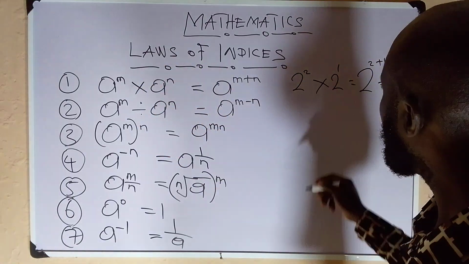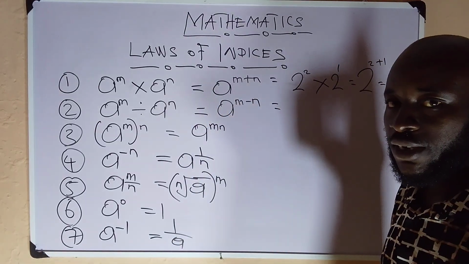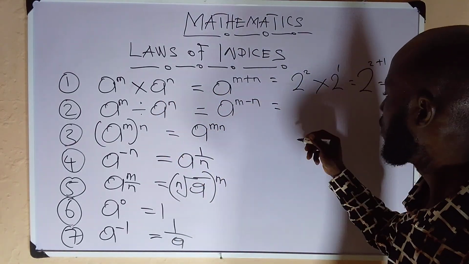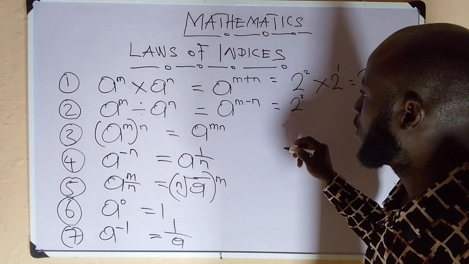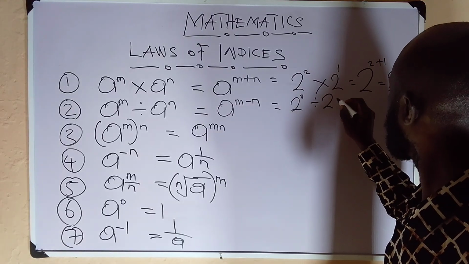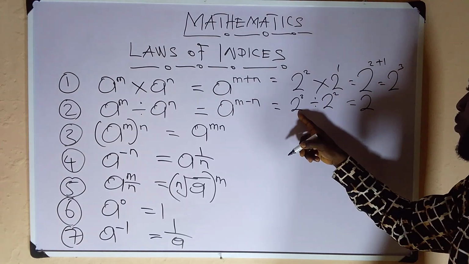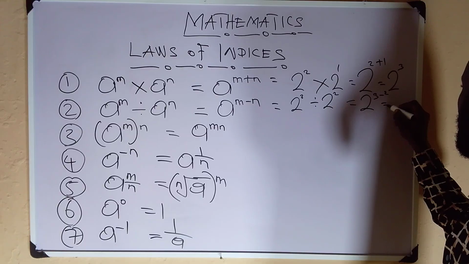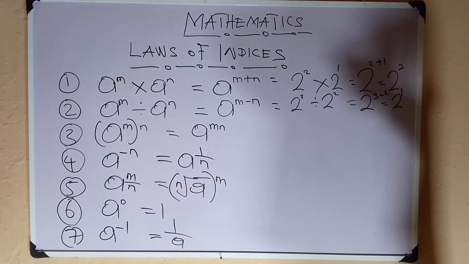For the second law, a raised to the power of m divided by a raised to the power of n equals a raised to the power of m minus n. So 2 raised to the power of 3 divided by 2 raised to the power of 2 equals taking one of the bases, 2, and 3 minus 2, which is 2 raised to the power of 1. Are you seeing it?